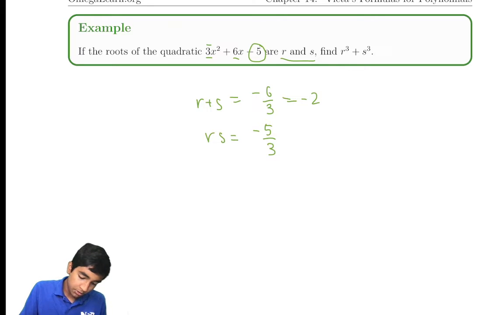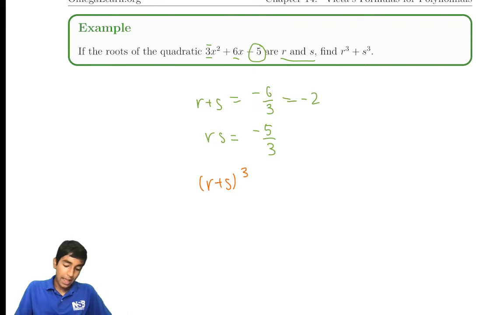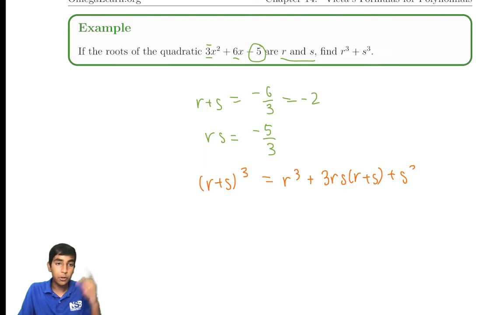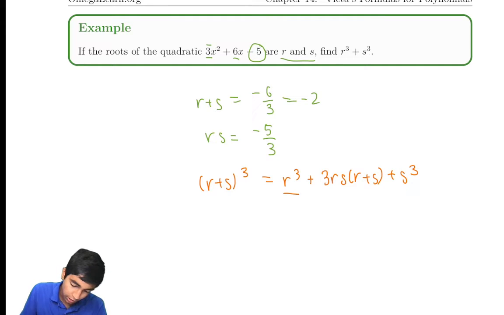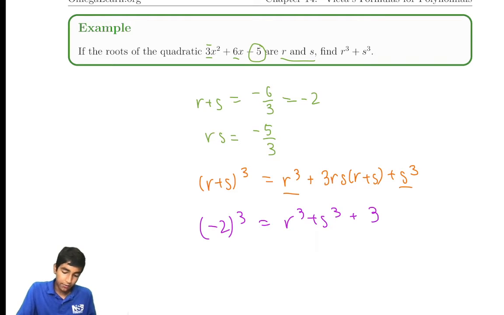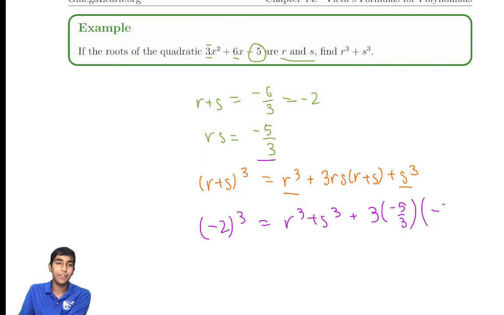What we do is we cube r plus s, and this gives us r cubed plus s cubed plus 3rs times r plus s. This was one of the identities in the first video of algebra. So we're asked to find r cubed plus s cubed. Let's plug in negative 2 here. We have negative 2 cubed equals r cubed plus s cubed plus 3 times rs, which is negative 5/3, and then this is also times r plus s, which is negative 2.